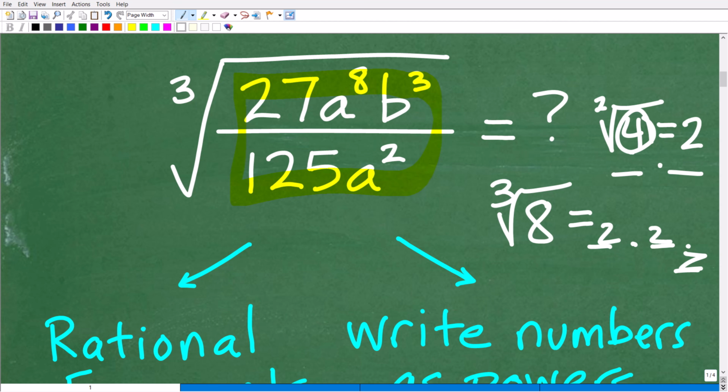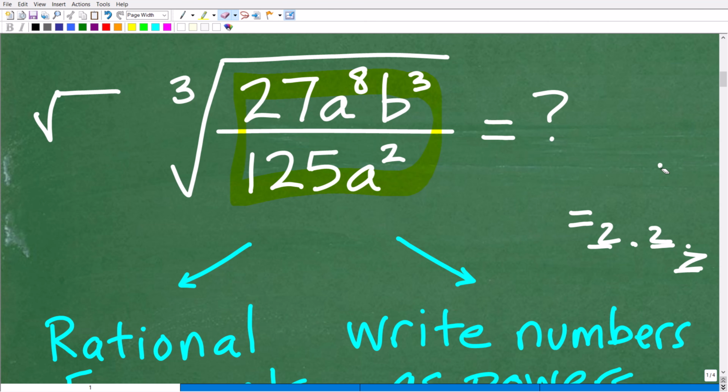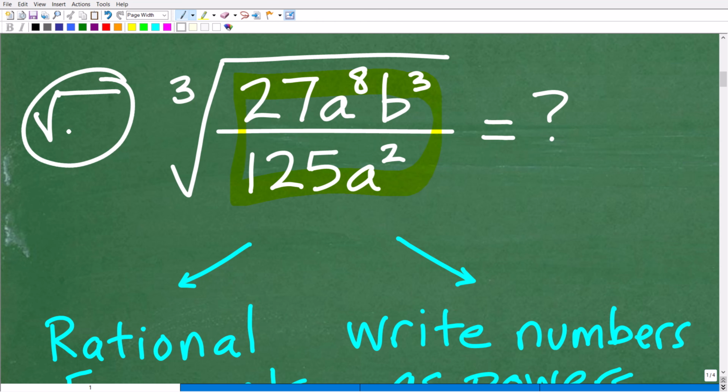But just so you understand, this symbol right here is really not just the square root symbol. Yes, it is the square root, but it really is what we call a radical. So if you're interested in learning more about this, or if you're taking an algebra course or a math course, you would be learning this under the topic of radical expressions, radical equations, etc.